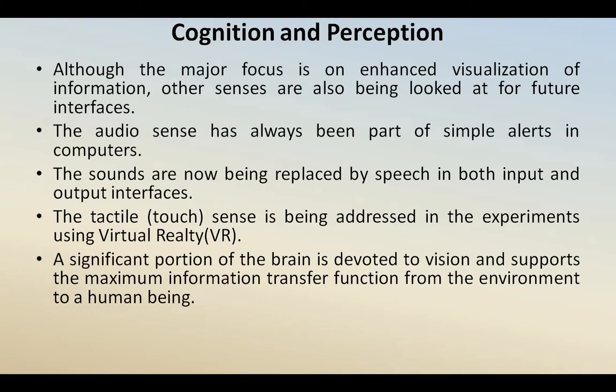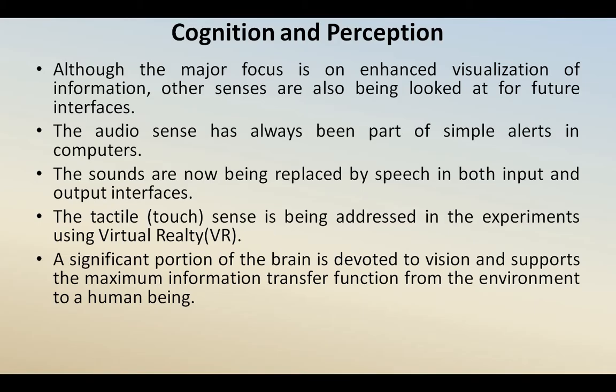Okay, so these are all advanced artificial intelligence methods, which are speech recognition and virtual reality methods. Those are also implemented in these information visualization techniques. Okay, so here we need to talk about one more thing. A significant portion of the brain is devoted to vision and supports the maximum information transfer function from the environment to the human being. What does it mean? The human brain has the capability of grasping information in visualization form rather than text form or tabular form.